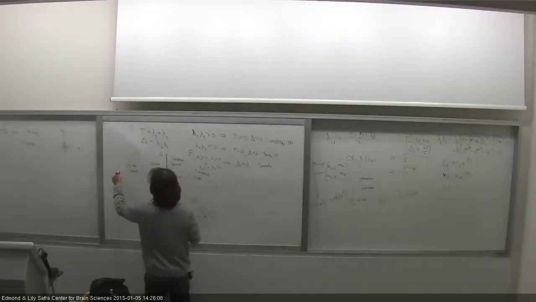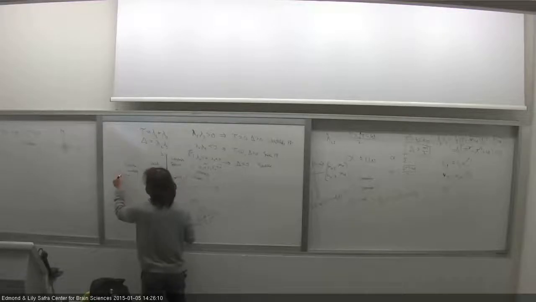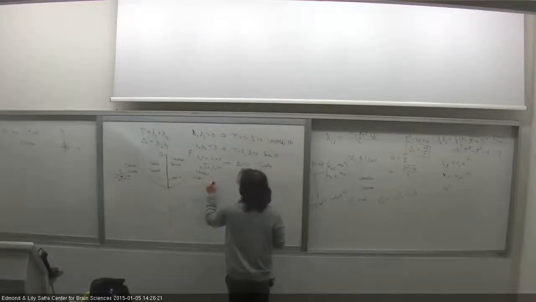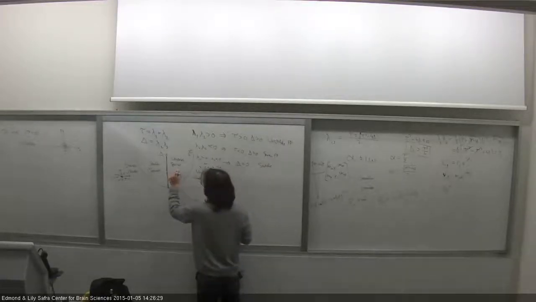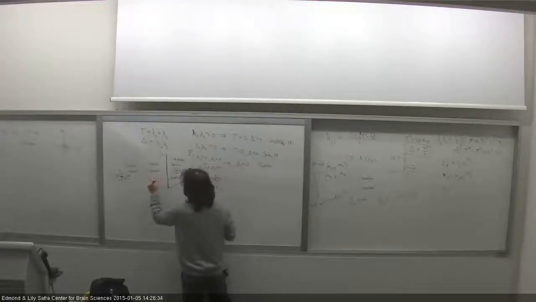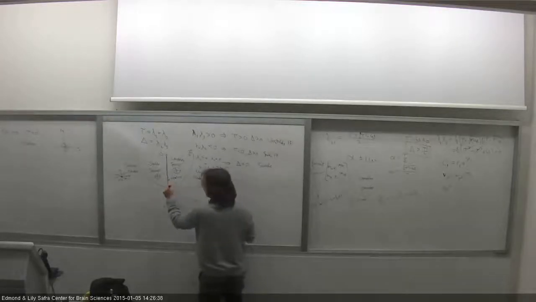Okay. Before I go on, I like to add the drawings here. So, stable node. Unstable node. Unstable spiral. Stable spiral. And a center.